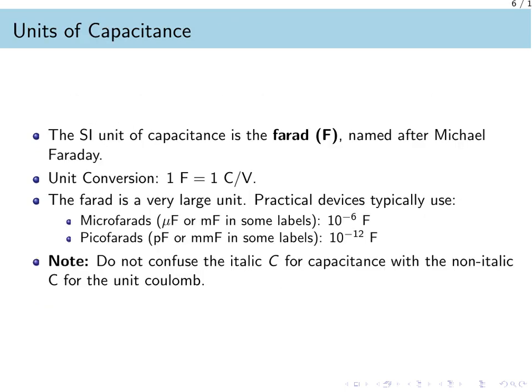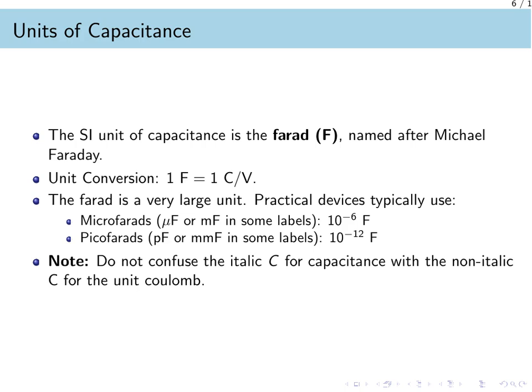The standard SI unit for capacitance is the farad, abbreviated with a capital F, named in honor of the physicist Michael Faraday. 1 farad is defined as 1 coulomb per volt. In practical applications, the farad is an enormous unit of measurement. Most electronic devices use much smaller scales.